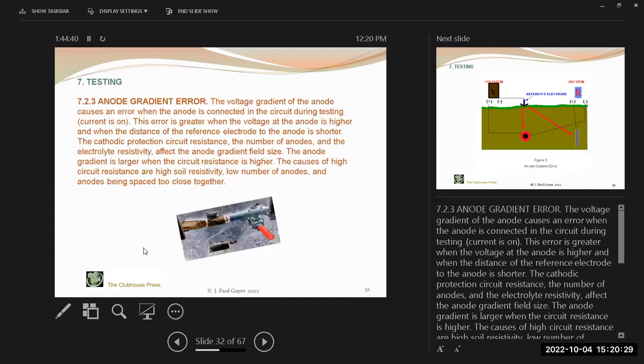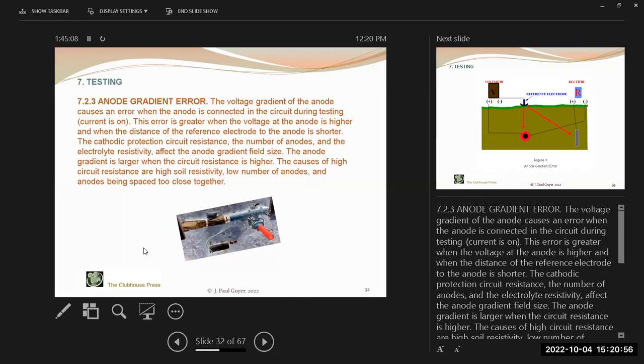Anode gradient error. The voltage gradient of the anode causes an error when the anode is connected in the circuit during testing. That's with current on. This error is greater when the voltage at the anode is higher and when the distance of the reference electrode to the anode is shorter.